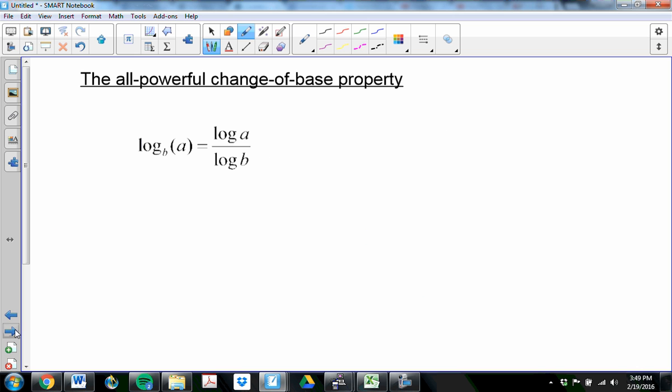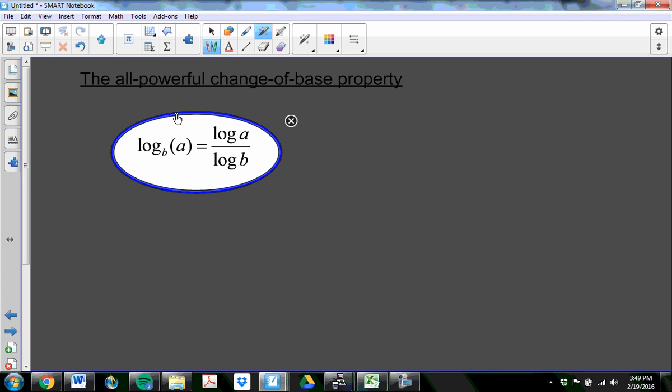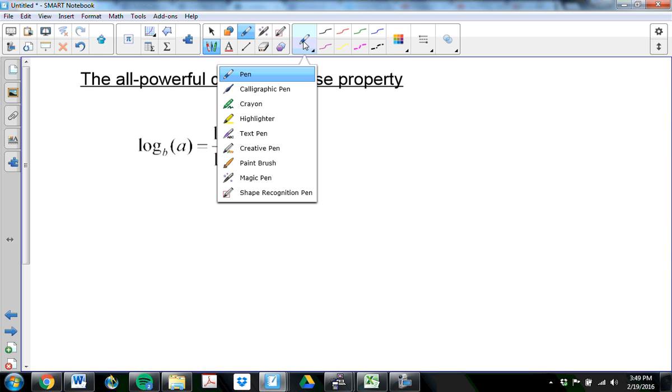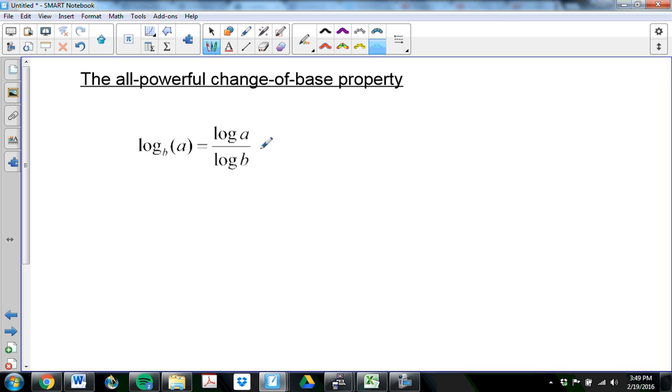But the best property of all is the all-powerful change of base formula. If we were in a class right now, you would see the skies open up, and a ray of light shine down, and angels in the background would be going, oh, because it's just so beautiful and so powerful. I'm even going to grab a creative pen here and give this thing some little sparkles just to show how wonderful it is. It lets you convert from any base to base 10. Really from any base to any other base. You can do any type of base you want, but it's most useful to do base 10.